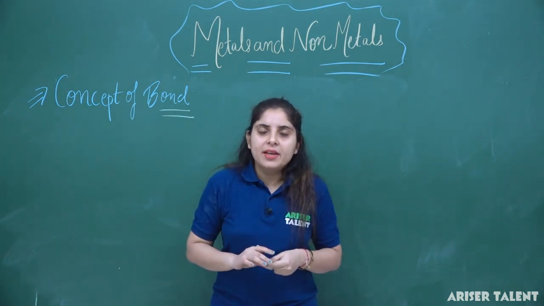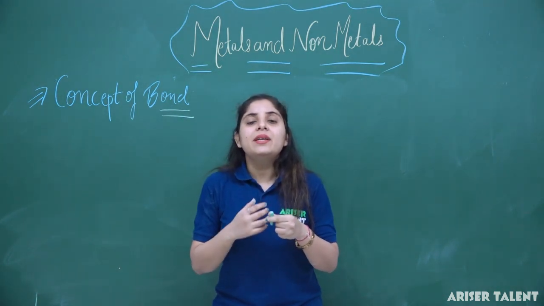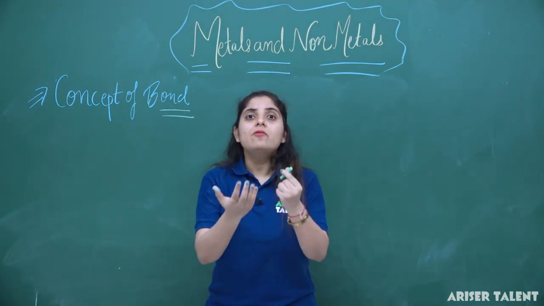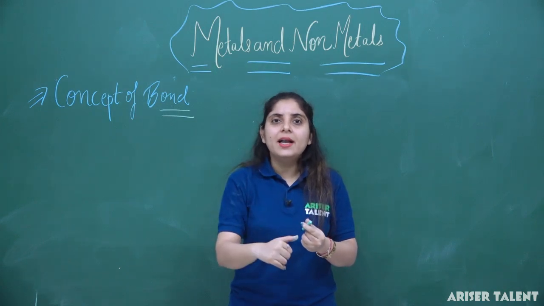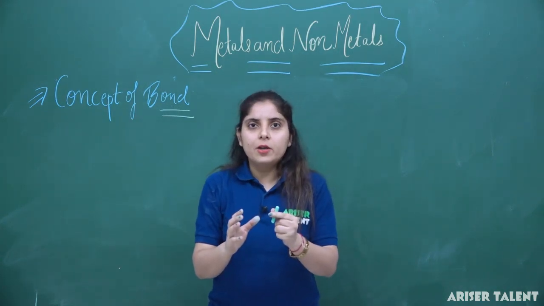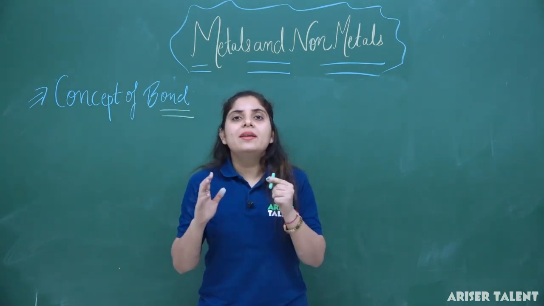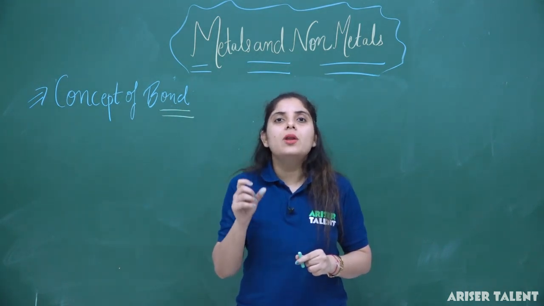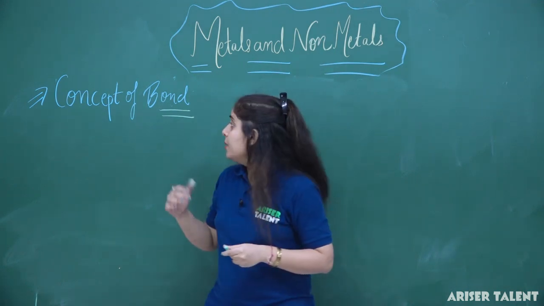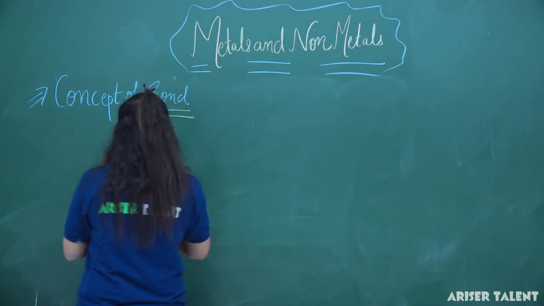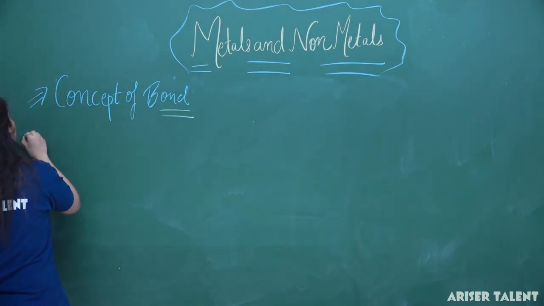They do so to complete their stable noble gas configuration. So if an element has a tendency to lose electrons, we say these are electropositive elements. If the atom has a tendency to gain electrons, we say they are electronegative elements. Now the bond formed between the electropositive and the electronegative element is known as ionic bond. So now we are going to discuss the concept of bond. What is the first point of consideration here?